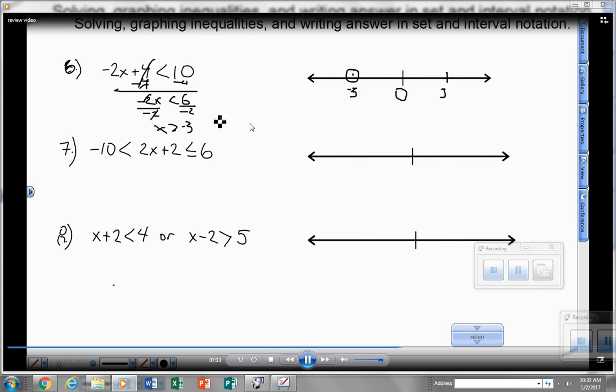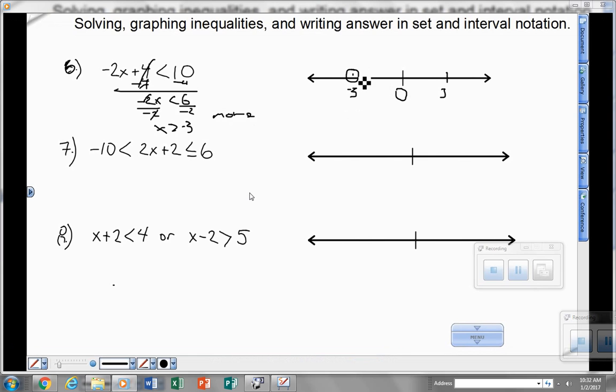That's going to be an open circle because that inequality is plain old more than. It's not more than or equal to, so more than, open circle. Shade the arrow to the right. More than is always off to the right.